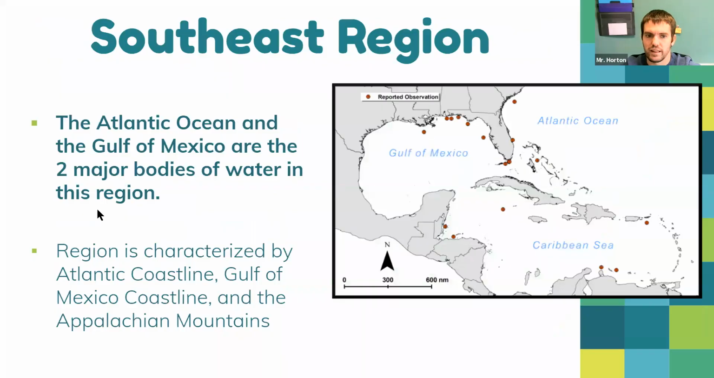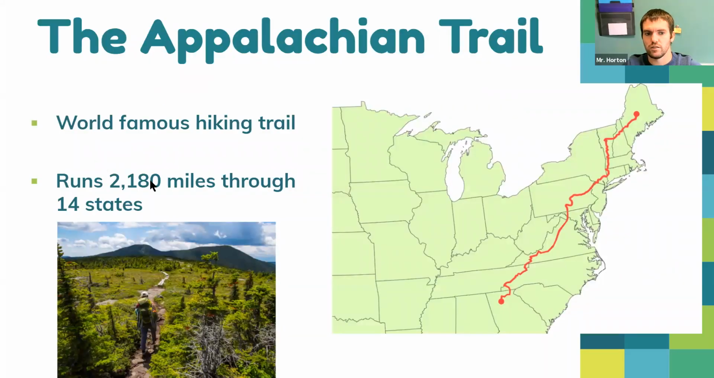So the Atlantic Ocean and the Gulf of Mexico are two big bodies of water. Did you get that, Kayla? And then the Appalachian Trail runs 2,180 miles through 14 states. That's our second note.